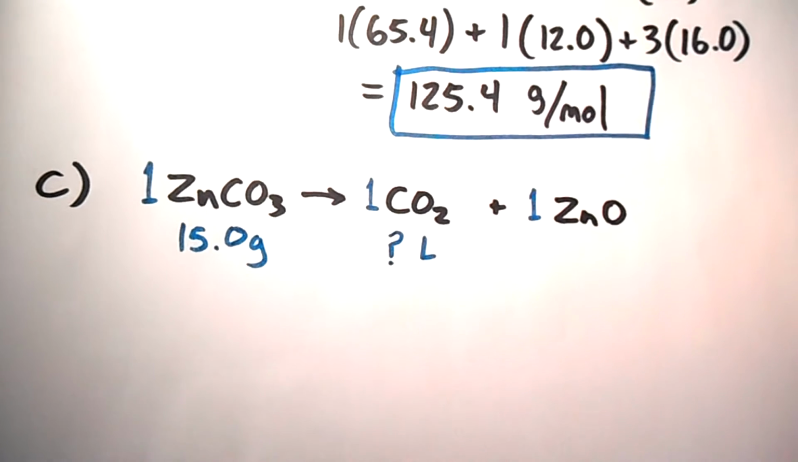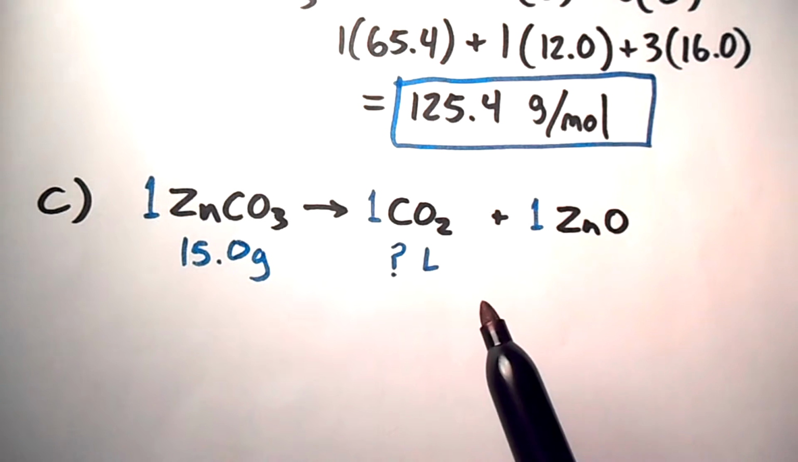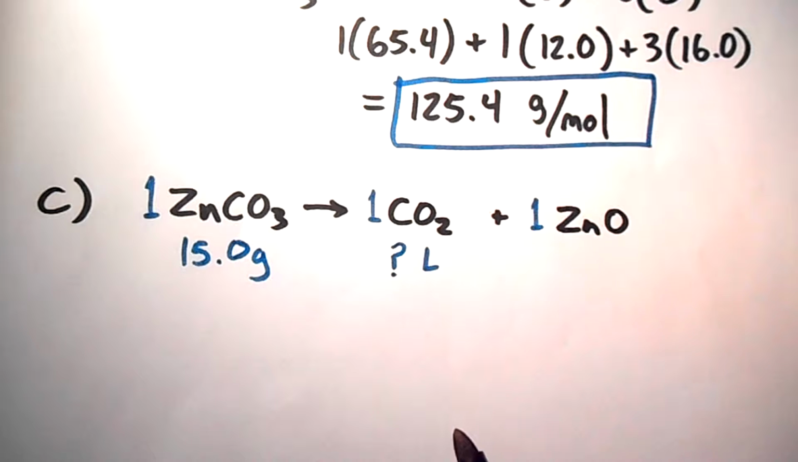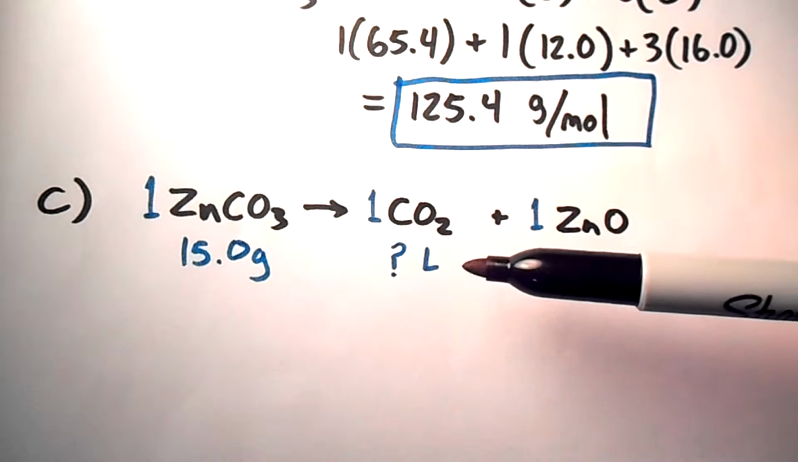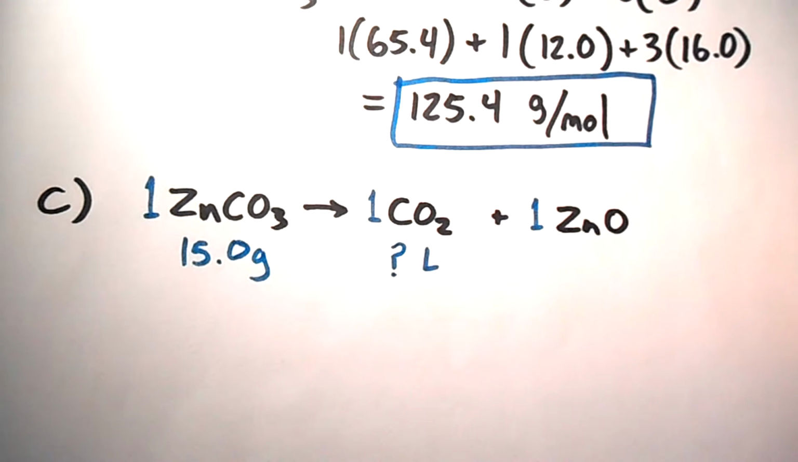Part C, we are asked to calculate what volume of carbon dioxide gas is produced after it's collected and dried. What would it be at STP, standard temperature and pressure? It doesn't say what units to report it in, so we could report it in any units, and liters is probably the most logical one that we're going to use.